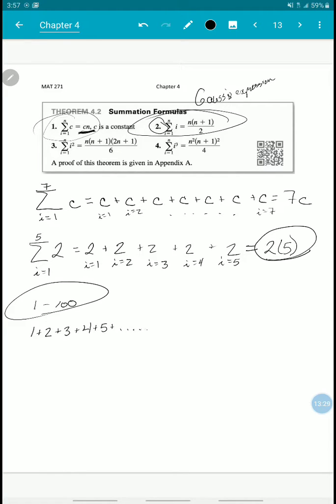So check this out. You guys are going to love this. This is awesome. So if we're adding up all the numbers from 1 to 100, we could write them out like this. Do you agree?